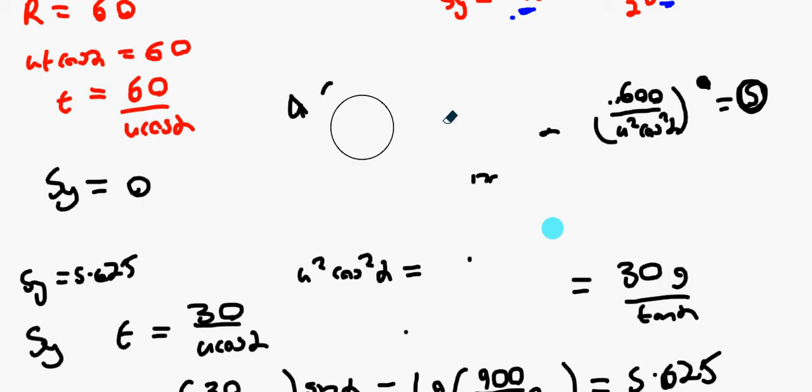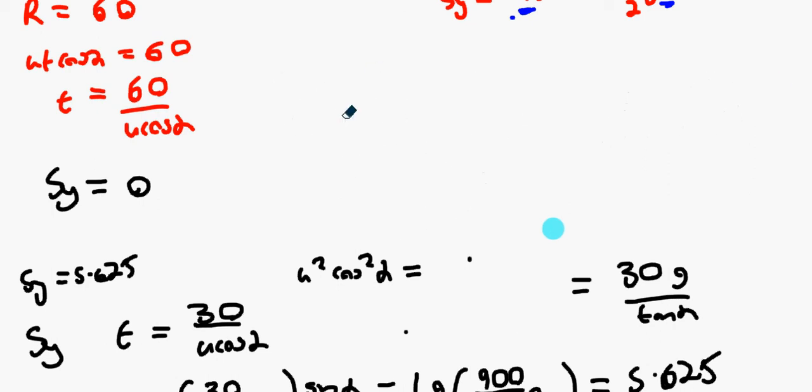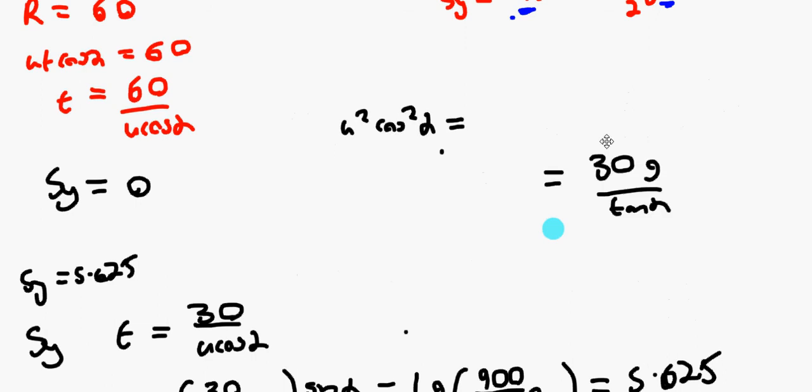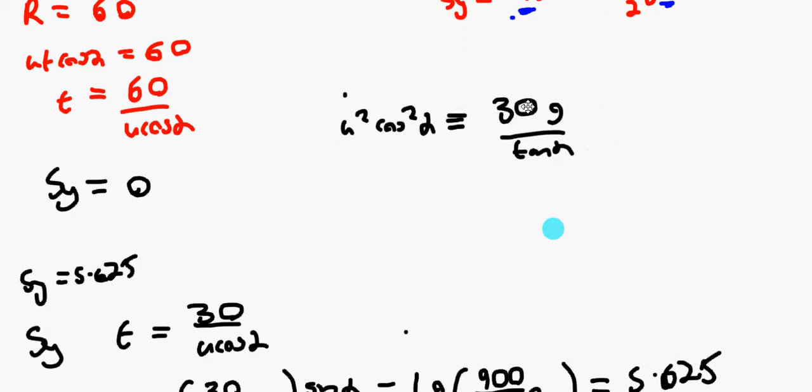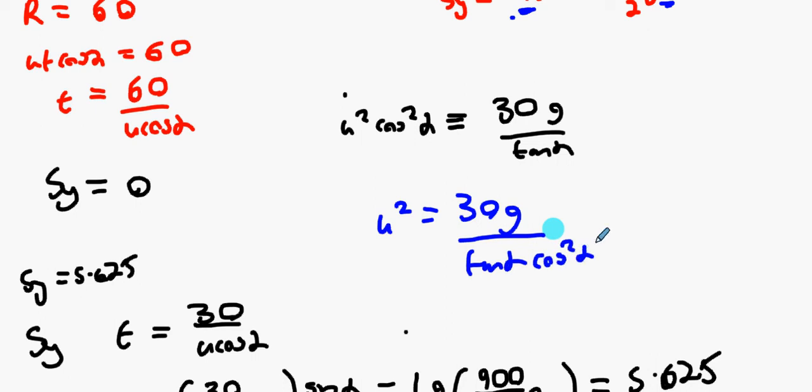Get rid of that. Give me a second. I did have u squared cos squared alpha equals 30g over tan alpha, didn't I? So, why don't I just do u squared equals 30g divided by tan alpha cos squared alpha. And I have all those inputs, don't I? They're all there ready to go. So, it's going to be u squared equals 30 times 9.8.